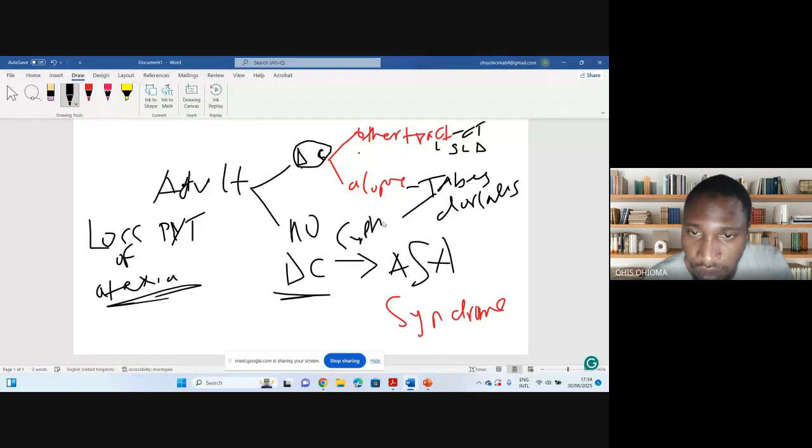For the anterior spinal artery, this is anterior spinal artery syndrome. So basically, every part of the spinal cord is affected apart from the dorsal column. So this is what you have here.